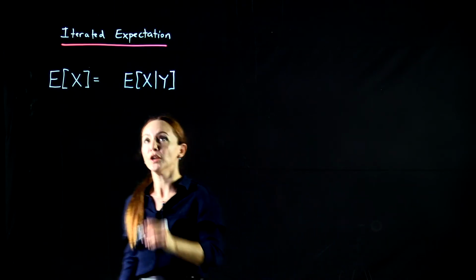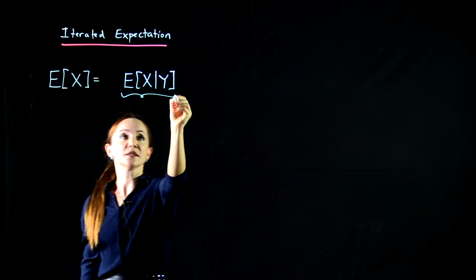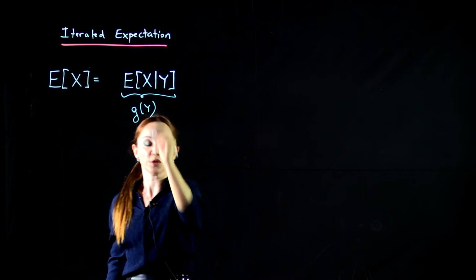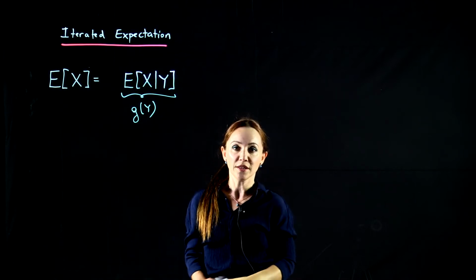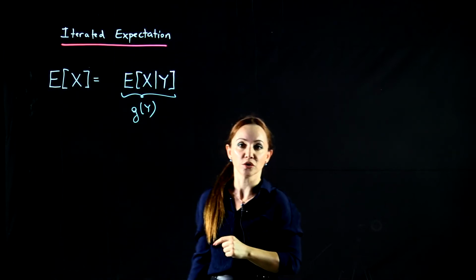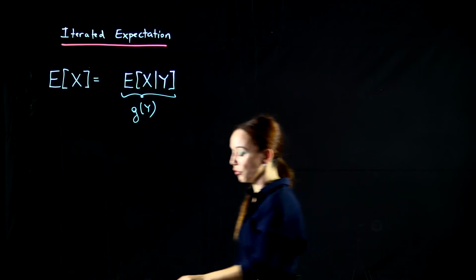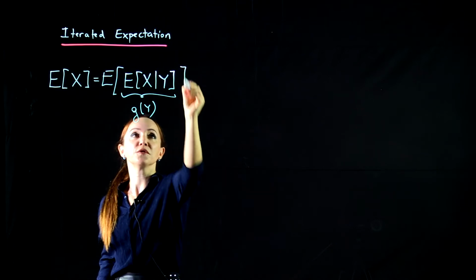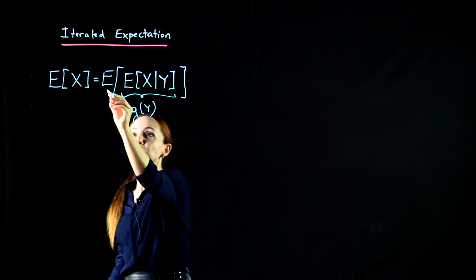And then, since this is a function of the random variable Y, let's call it g of Y, we can then compute the expectation of this random variable g of Y. So we compute the expectation of this over the distribution of Y.